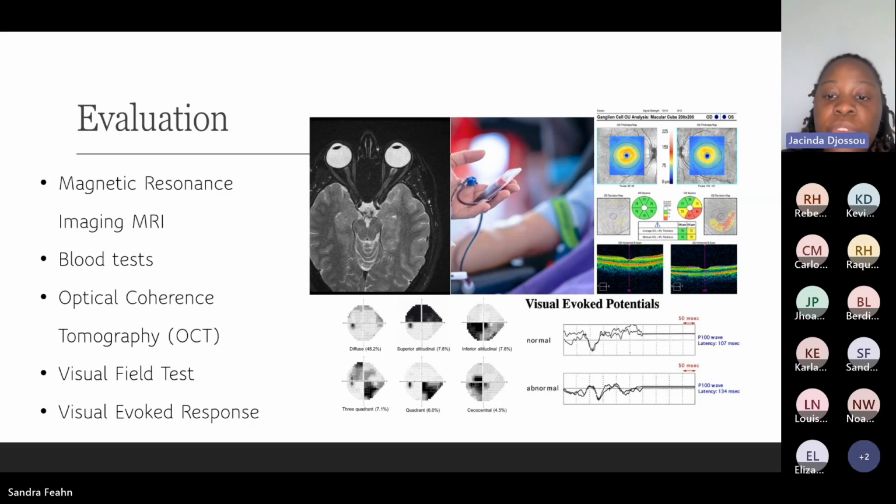Other tests include visual field tests. This measures the peripheral vision of the eye to determine if there's any vision loss. And so with optic neuritis, we can see that there's a pattern of visual field loss. So this is an indicator for optic neuritis, as well as visual evoked response, in which a patient sits before a screen and alternating checkerboard patterns are displayed, with a head wire attached to their head with small patches to record the brain's responses and to see if they are responding to these electrical signals.